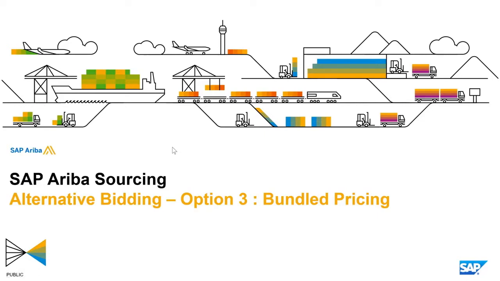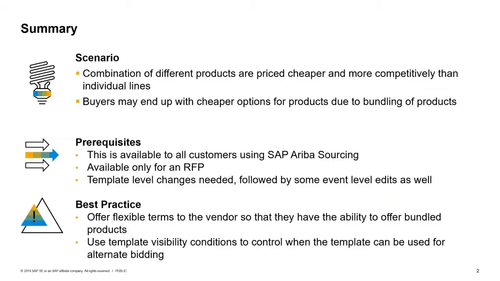This is part 3 out of the 3-part series on alternative bidding. In this video, we will talk about the third and final option available in alternative bidding called bundle pricing. A lot of times, vendors would like to offer us a better price for products when they are bundled rather than when they are bought separately. This would ensure continuity of business with them, and at the same time, it would work out more profitably for the buyer as well. So that is the scenario with which the bundle pricing typically works.